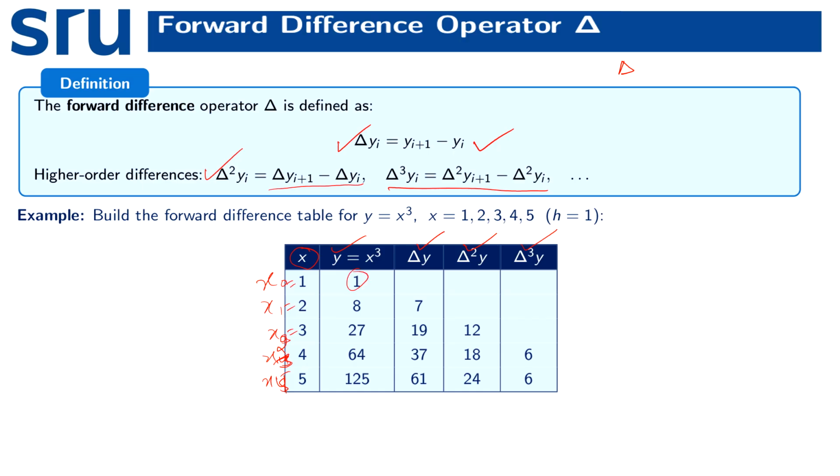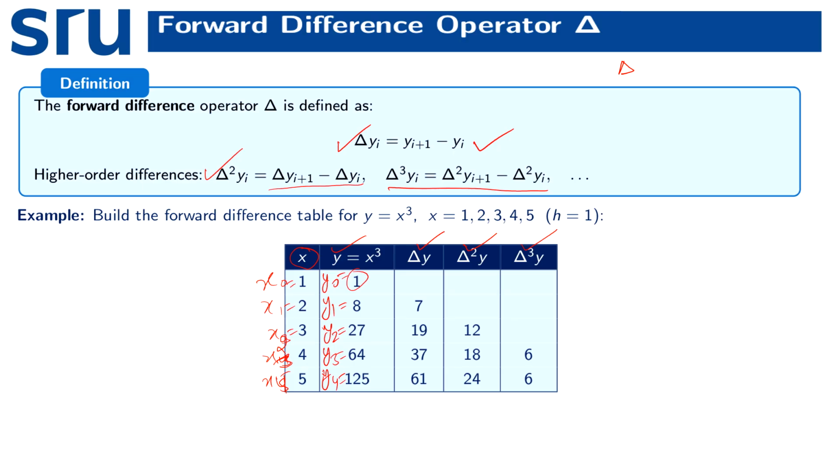This value is actually your y0, the value of the function y equal to x cube at the point x0. This is your y1 equal to 8. This is y2 equal to 27. This is y3 equal to 64. This is y4 equal to 125. So with this data, we are going to calculate delta y first.